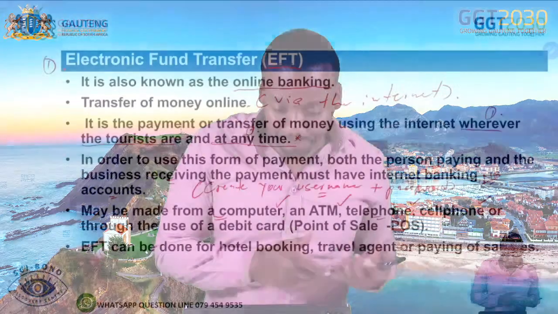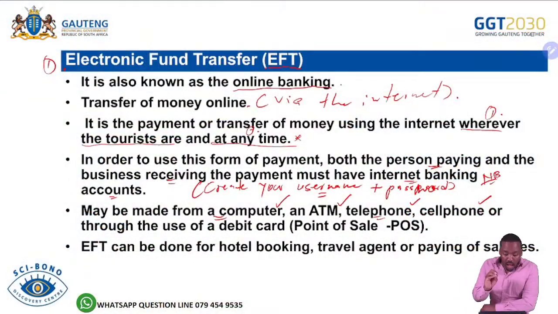So cell phones as well, they can also assist us to do what? To do what? EFTs. Right. EFT can also be made through the use of debit card. Here we've got that point of sale. I said on that card there are also numbers that you can use, right?